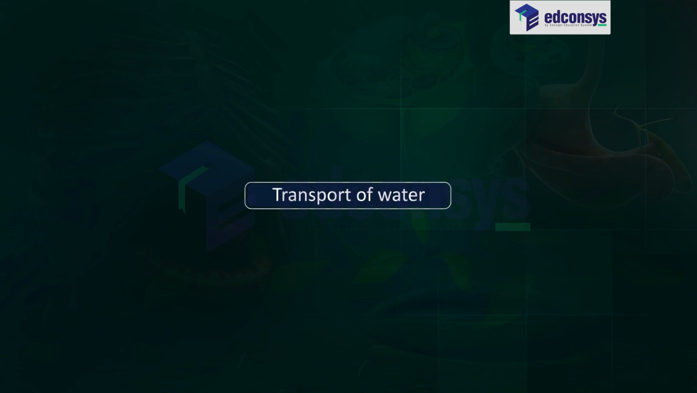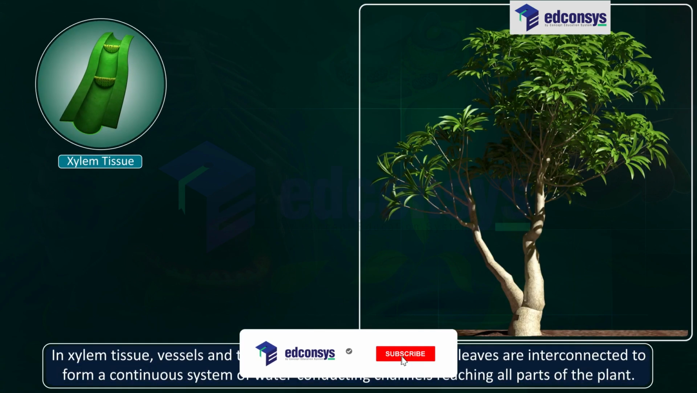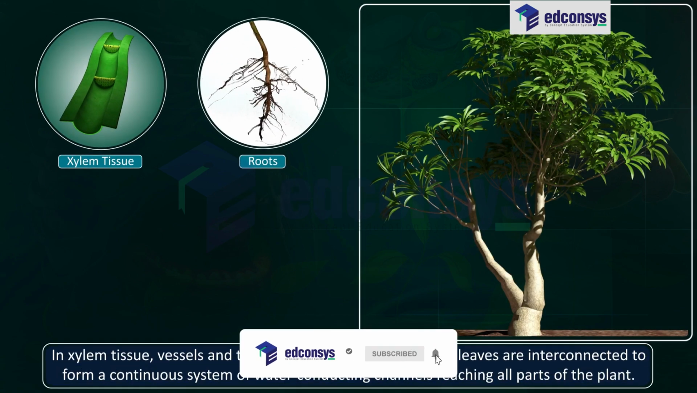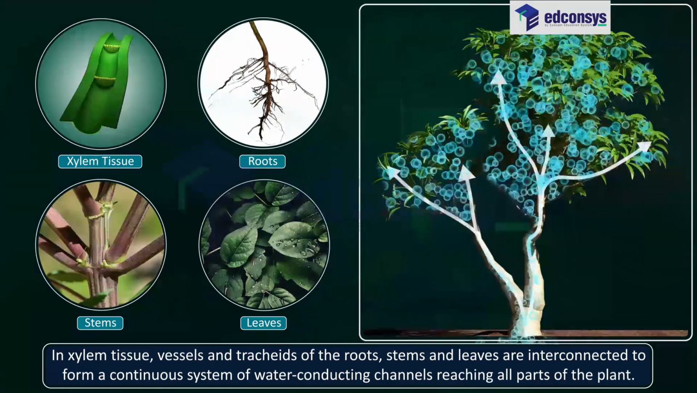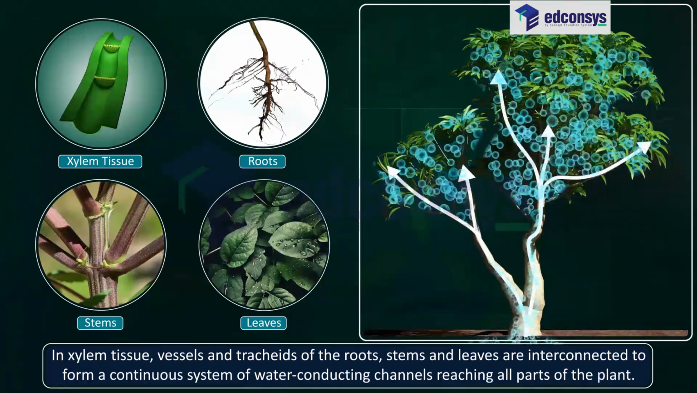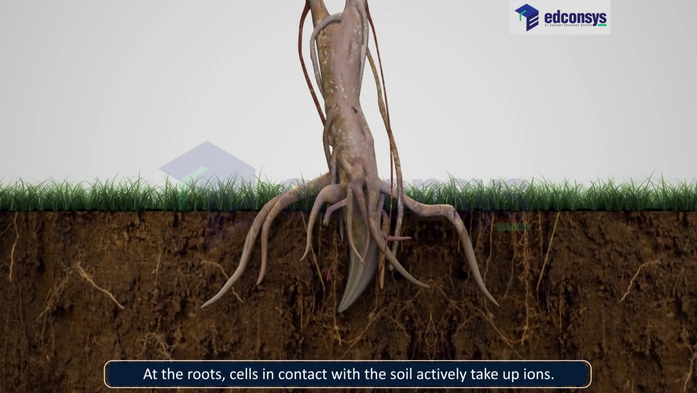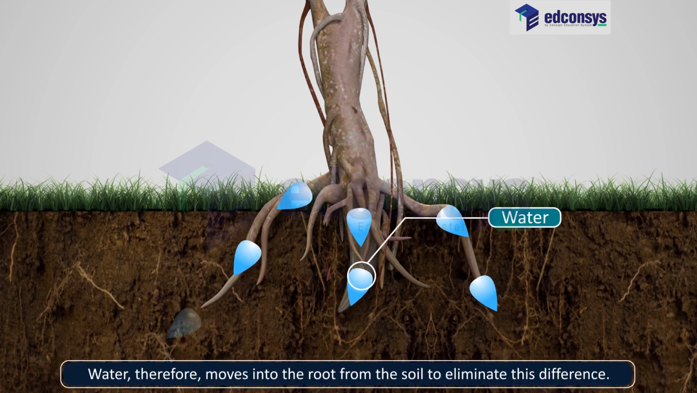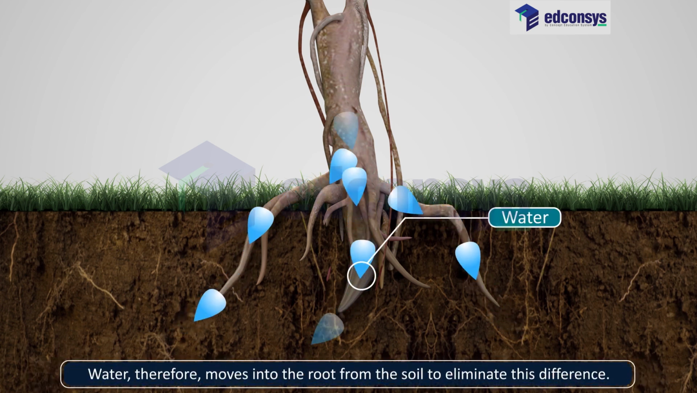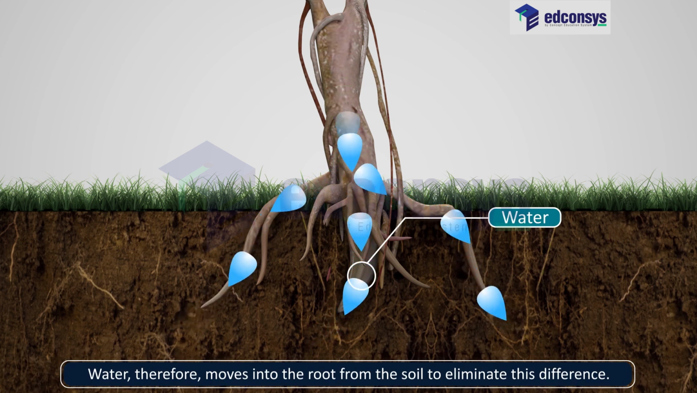Transport of water. In xylem tissue, vessels and tracheids of the roots, stems and leaves are interconnected to form a continuous system of water-conducting channels reaching all parts of the plant. At the roots, cells in contact with the soil actively take up ions. This creates a difference in the concentration of these ions between the root and the soil. Water, therefore, moves into the root from the soil to eliminate this difference.